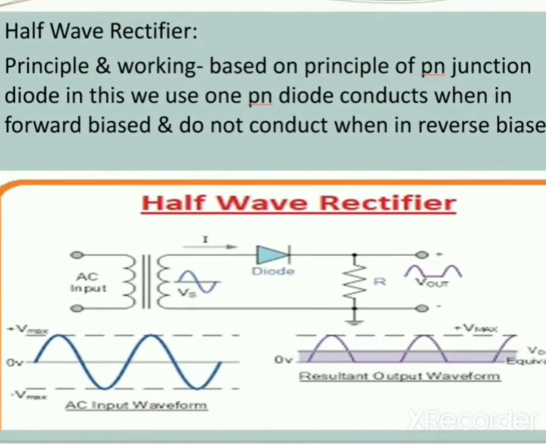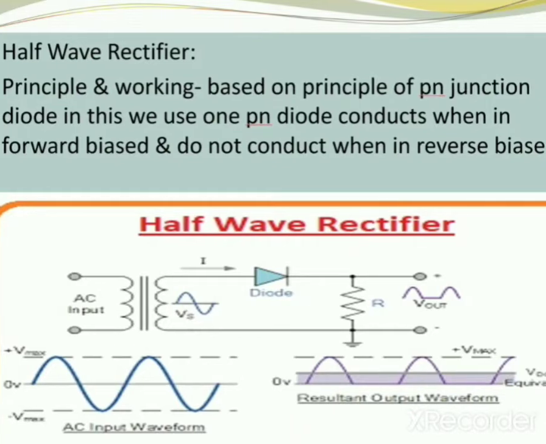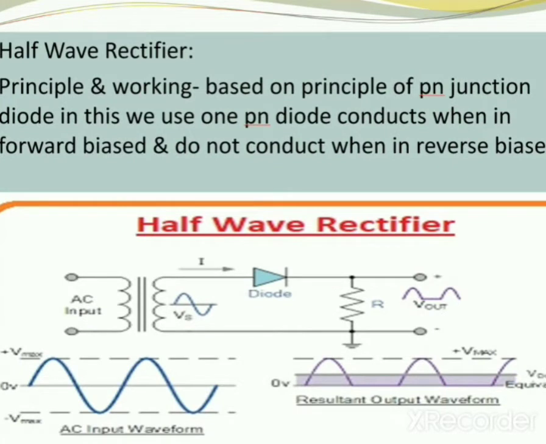Here you can see, here we use the transformer, which is a step down transformer. We use a step down transformer because it converts high voltage into low voltage. So here we convert AC input to DC output, pulsating DC output, with the help of the step down transformer.